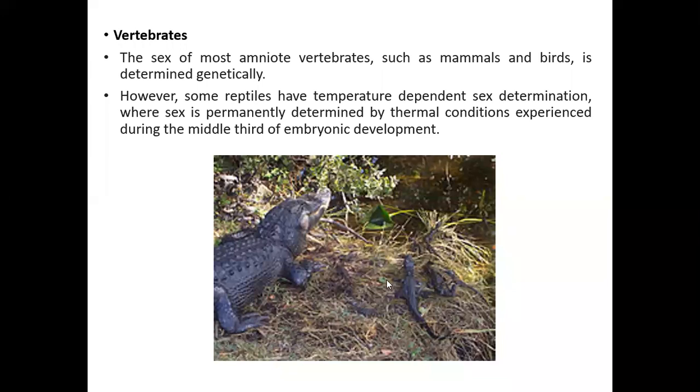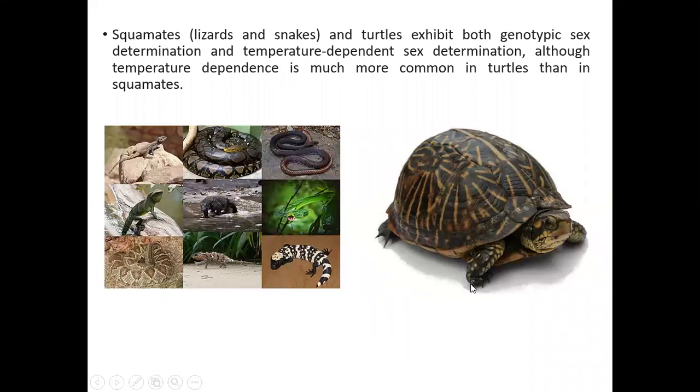In contrast, some of the squamates, that is lizards and snakes, and also turtles, exhibit both genotypic sex determination and temperature dependent sex determination. Although the temperature dependence is much more common in turtles than in squamates. In most turtle species, only females are produced at a high temperature, that is 30 to 35 degrees Celsius, and only males are produced at a low temperature, that is between 23 to 28 degrees Celsius.